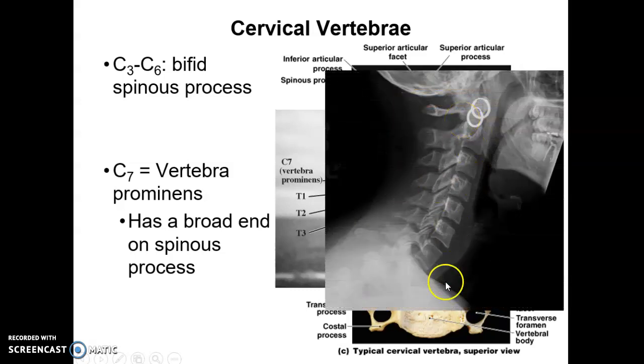If you look at this X-ray, you can count the cervical vertebrae. 1, 2, 3, 4, 5, 6, 7. And notice that on this individual, that vertebra prominens is broken. There's a fracture there. Some sort of trauma happened to this individual.